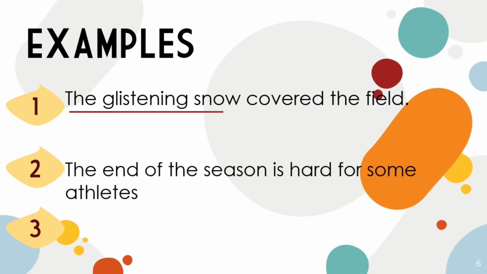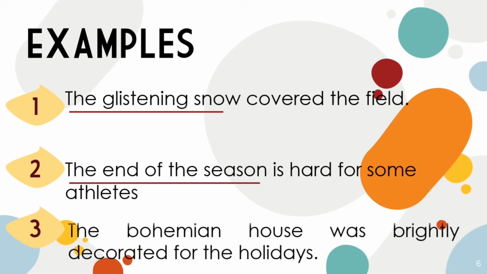Second example, we have: The end of the season is hard for some athletes. The noun phrase here is the end of the season. So the five words in the noun phrase work together to name a period of time that is hard for the athletes. And the third example: The Bohemian house was brightly decorated for the holidays. In this example, the Bohemian house is the noun phrase acting as the subject in the sentence.